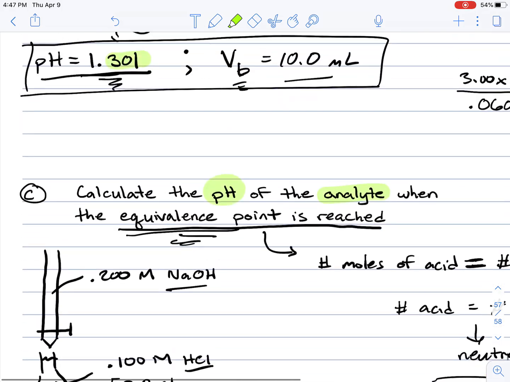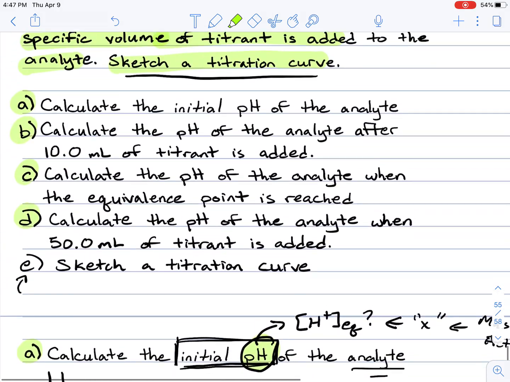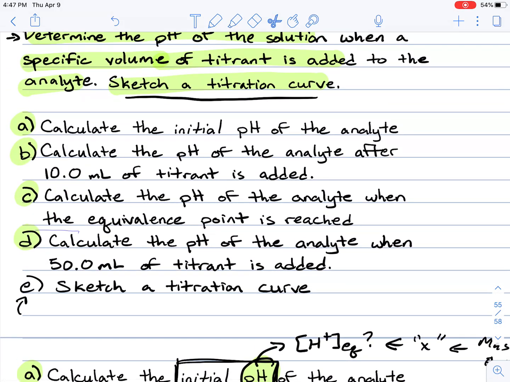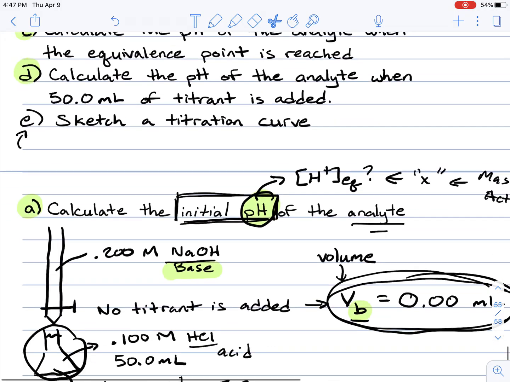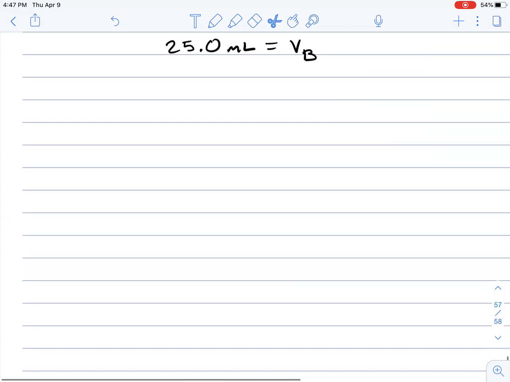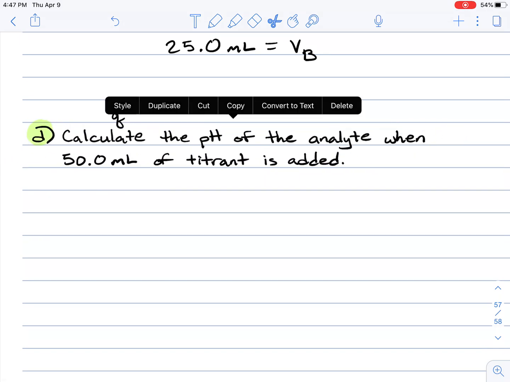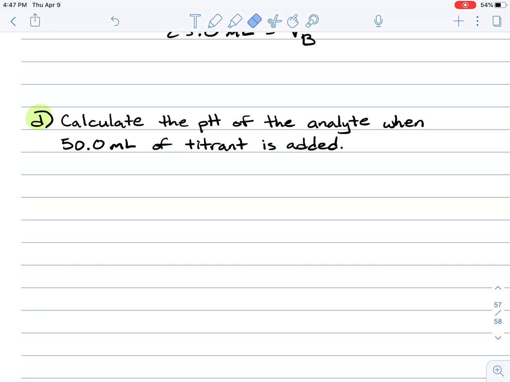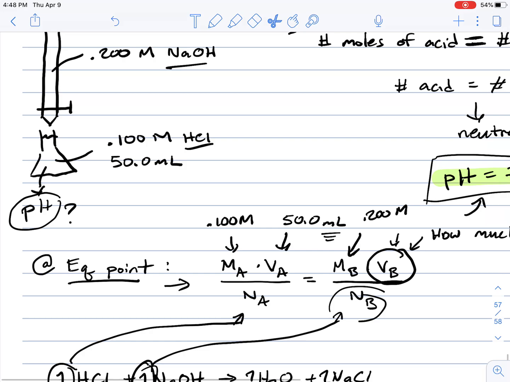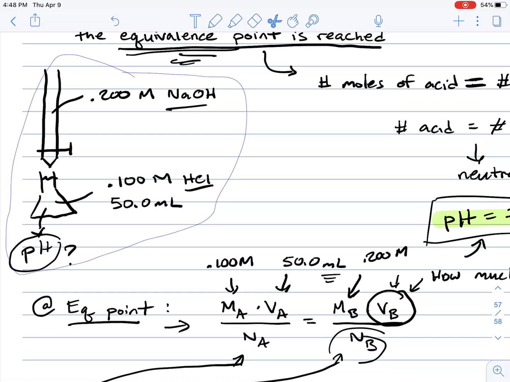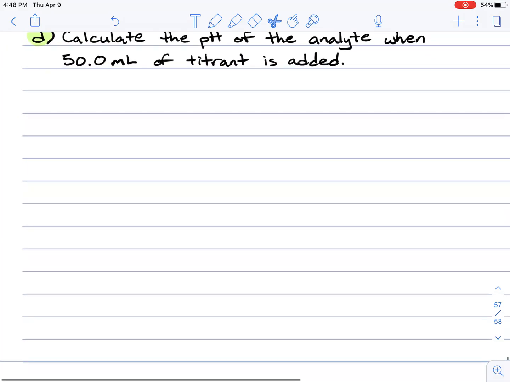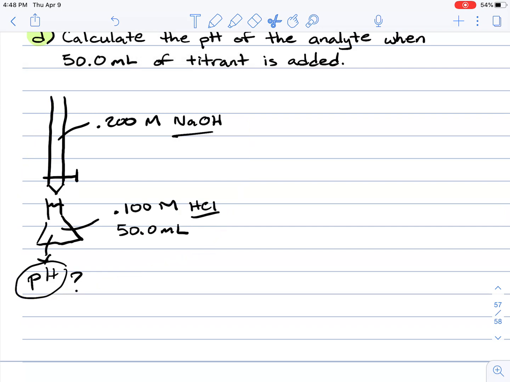Okay. All right. So now that we finished part C, we're going to go ahead and perform part D. And once again, I'm going to copy this image just to act as a reference point to what my initial conditions are.